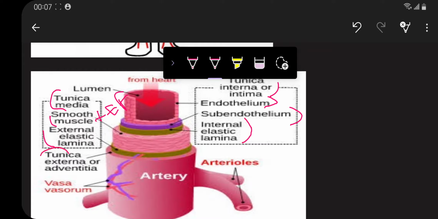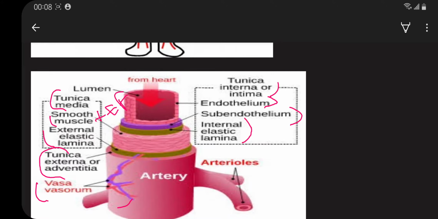And then we have the last layer, which is called the tunica externa or adventitia. This layer is kind of like a protection layer. Actually, it's been recently found that this layer has a function in inflammation, but it's basically just a connective tissue on the outside of the vessel. And then we have the vasa vasorum, which are these little tiny vessels that are destined for the blood supply to the vessel itself. Now these, we find them only in large vessels.